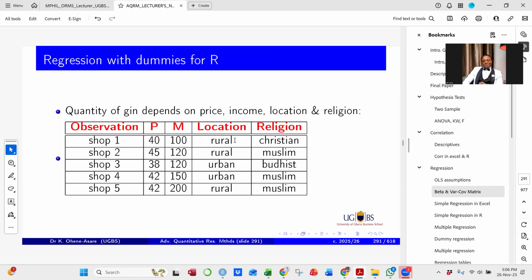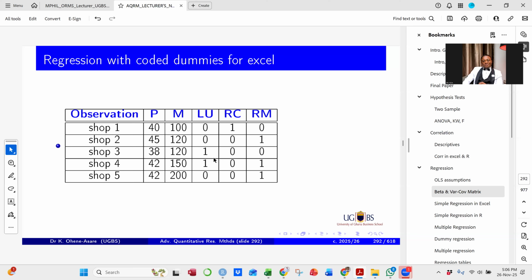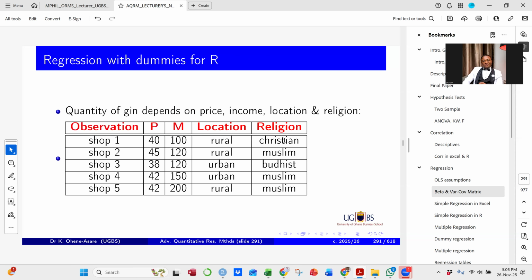So if you look at this one, it is not urban. So the first one is 0. The second one is not urban. So that second one will also be 0. That is what gives you all of this. And then you can do the same thing for religion. By religion, you see that there are 3 of them.